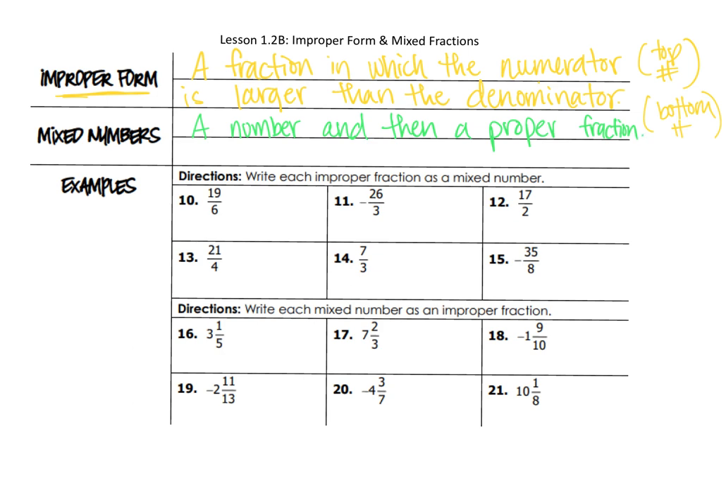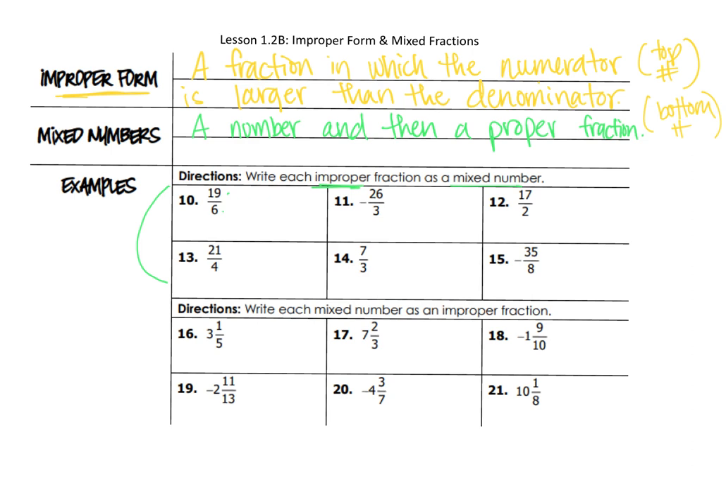So for this first set of examples, numbers 10 through 15, we are being given an improper fraction. See how on number 10, 19 is on top of 6. 19 is bigger than 6, so this is improper. And we want to write it as a mixed number to where it's not improper, but it means the same fraction still, means the same value.